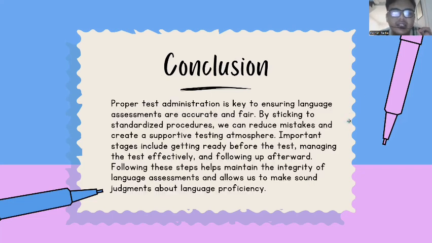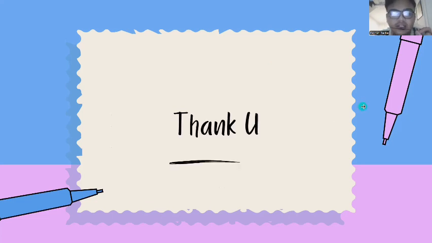So we reach our final point, which is the conclusion. Proper test administration is key to ensuring language assessments are accurate and fair. By sticking to standardized procedures, we can reduce mistakes and create a supportive testing atmosphere. Importantly, the stages include getting ready before the test, managing tests effectively, and following up afterwards. If we follow these steps, it can help maintain the integrity of language assessment itself and allow us to make sound judgments about language proficiency. So that is all from me on this occasion.